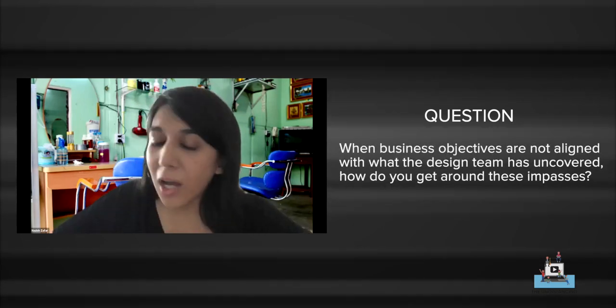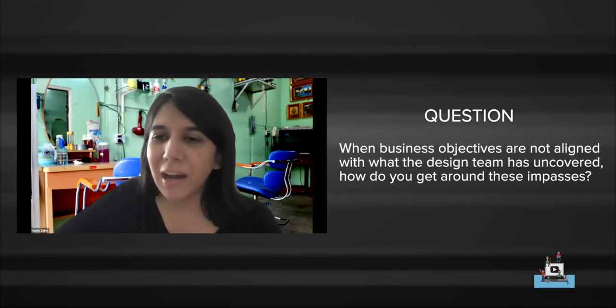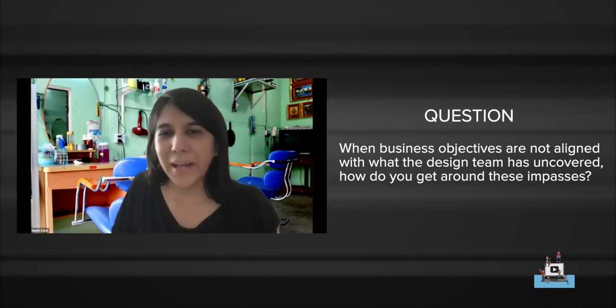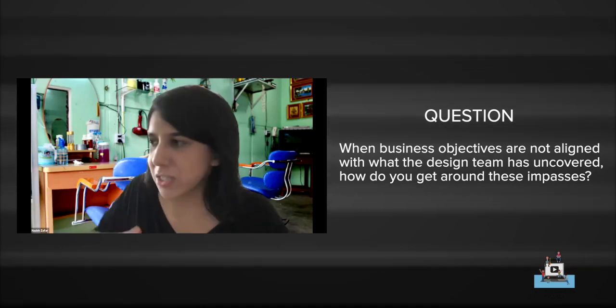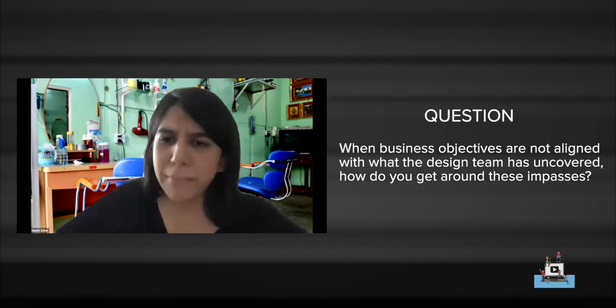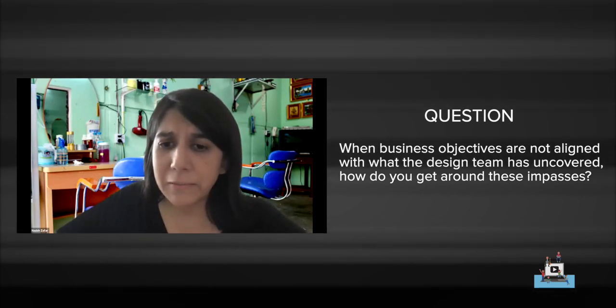When business objectives are not aligned with what the design team has uncovered, I'm sure this happens a lot, where you're at this point and you're trying to negotiate. How do you get around these impasses, from an experience you've had?